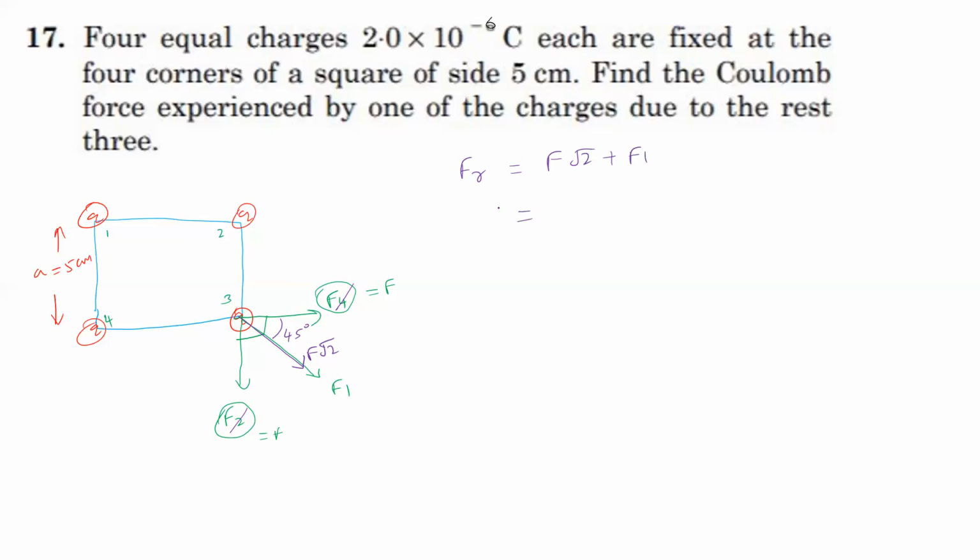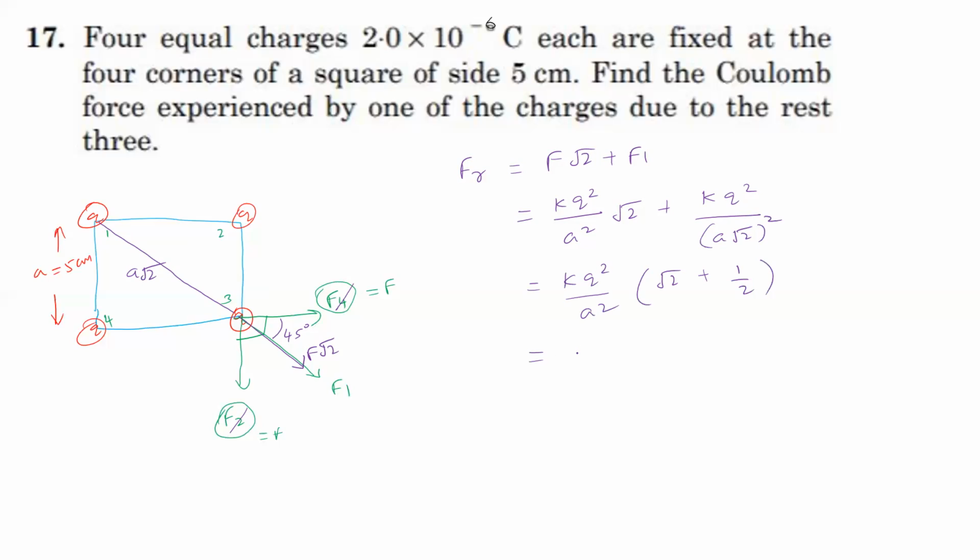Okay, now F is the magnitude of force exerted by the second charge on the third charge. For that the formula is kq square divided by a square, into root 2 let us take, plus F1, the force experienced between the first charge and the third charge. For the first and third charge, we write kq square divided by the distance squared, where the length of the diagonal is a root 2, so we write a root 2 whole square. Now from this we can take kq square by a square common, into root 2 plus 1 by root 2 square, which is 1 by 2.